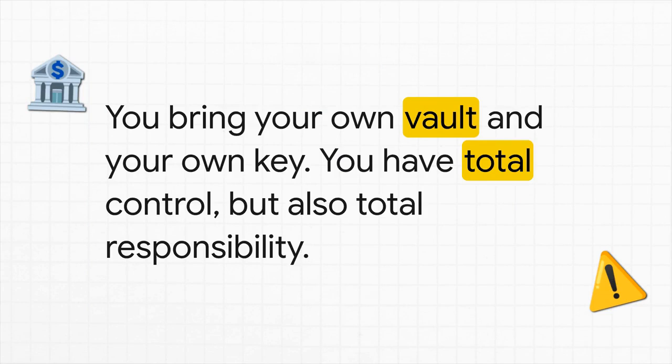This is you hiring an external security firm to bring in your own personal bank vault and install it in your apartment. You have absolute total control. But, and this is a huge but, if you lose the key to that vault, your stuff is gone forever. Google can't help you. It's the definition of ultimate control, but it also comes with ultimate responsibility.